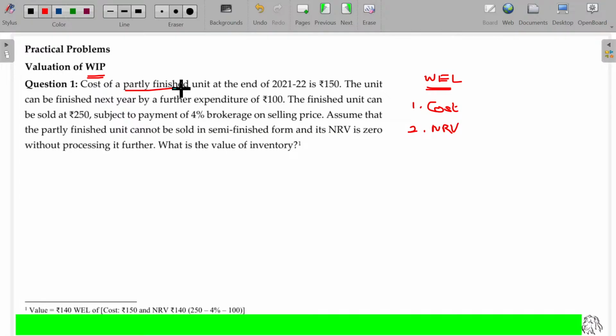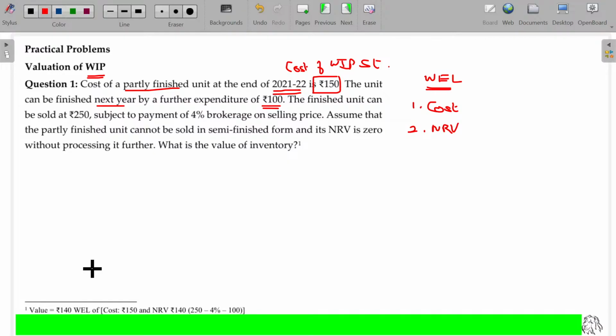Cost of the partly finished unit at the end of 21-22 is 150. This is nothing but cost of work in progress stock. The unit can be finished next year by a further expenditure of rupees 100.